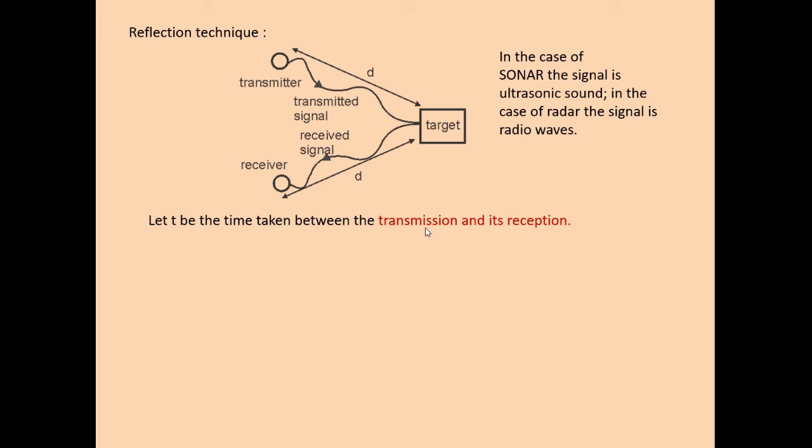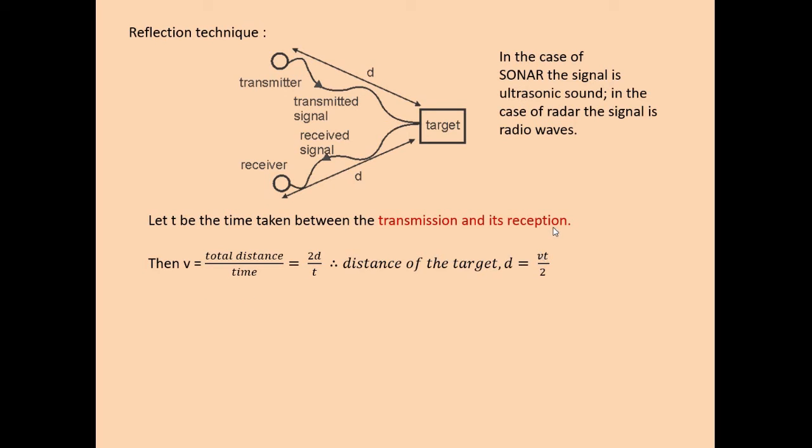So let t be the time taken between the transmission of signal and its reception. Then v is total distance by time. Velocity is distance by time, the general formula. Here total distance is 2d, and time is t. We want to determine distance. So d equals v into t by 2.